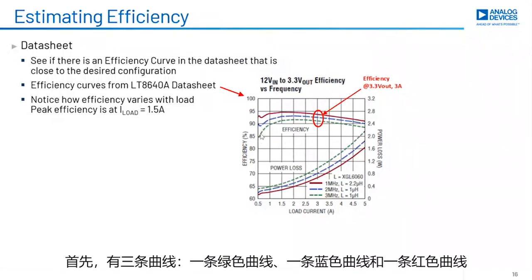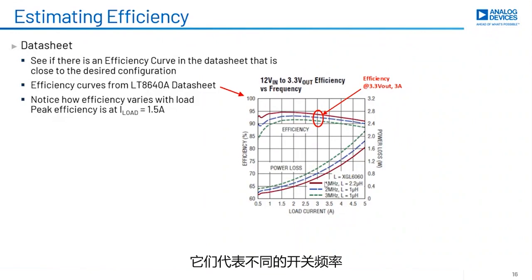A couple of things to note. First off, there are 3 curves, a green one, a blue one, and a red one, and they represent different switching frequencies. So this gives us an indication that as we move the switching frequency higher, we take a little bit of an efficiency hit. And that's because switching losses rise with rising switching frequencies.